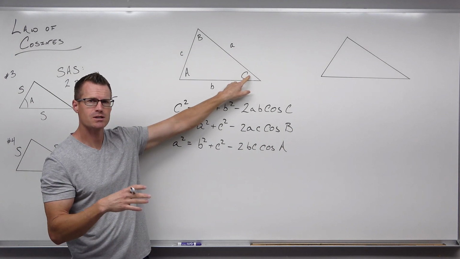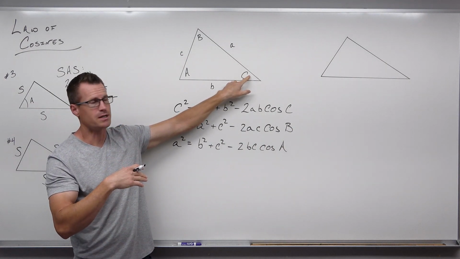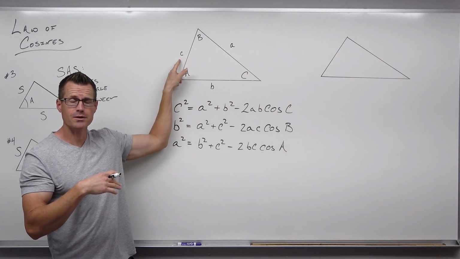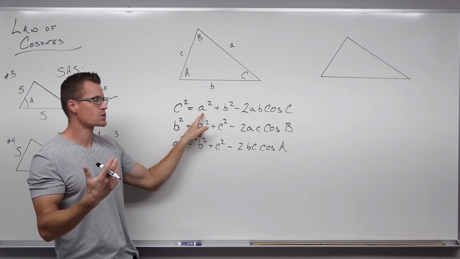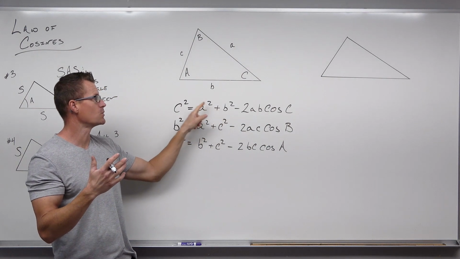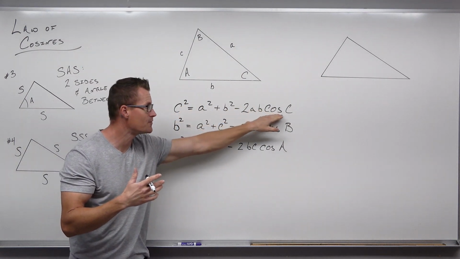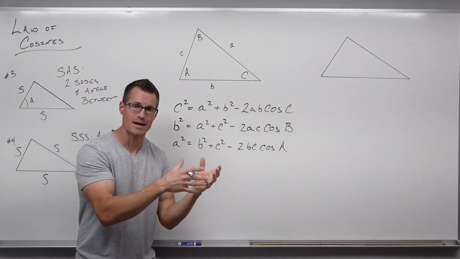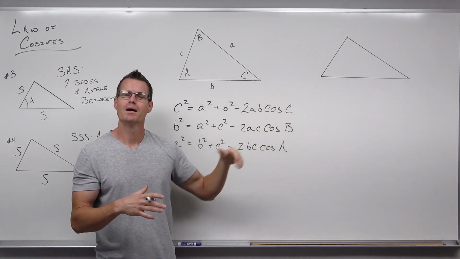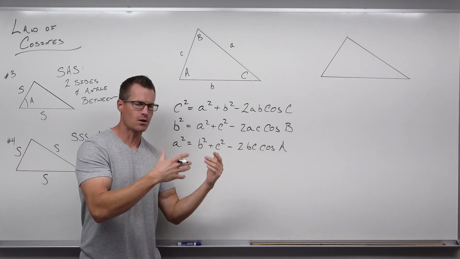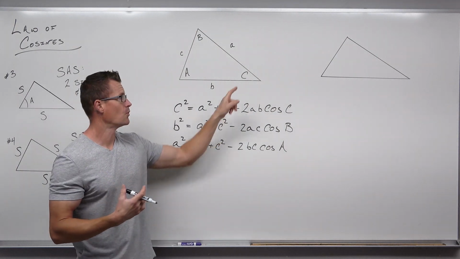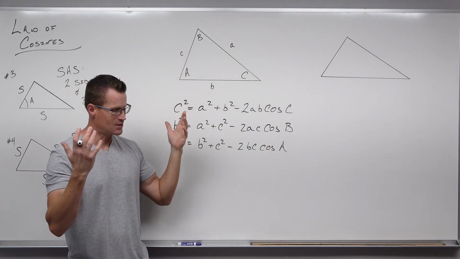This part is 0. Now think about this. If that's 90 degrees, what's the side opposite 90 degrees? It would be a hypotenuse. This would be a right triangle, and you would get a squared plus b squared equals the hypotenuse squared. If this angle was 90 degrees, cosine of that angle is 0, it zeroes the whole thing out. Pythagorean theorem is a special case of the law of cosines. If you have one of these angles 90 degrees, then you have Pythagorean theorem.